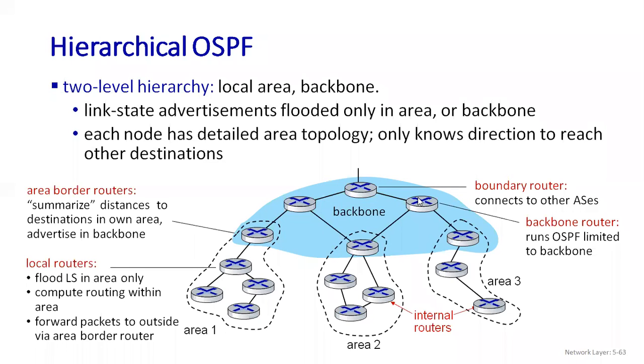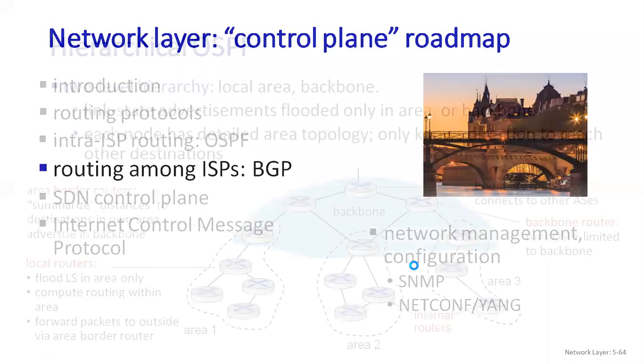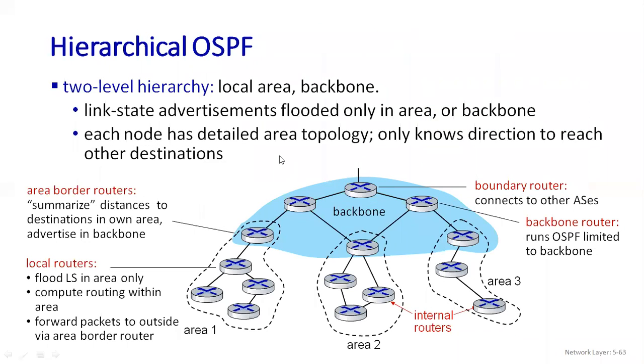Then the next thing is your backbone routers, and these will run only the OSPF limited to the backbone. They will not run everything that comes towards the backbone routers. They will only execute the limited OSPF things, because OSPF is open shortest path first, so they only utilize the limited versions of OSPF. So this is all about your OSPF.